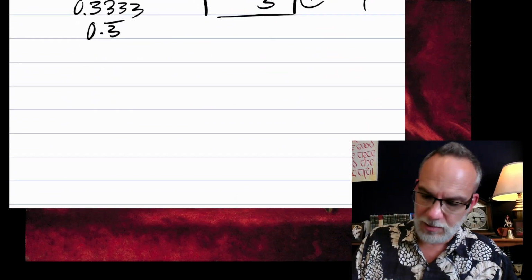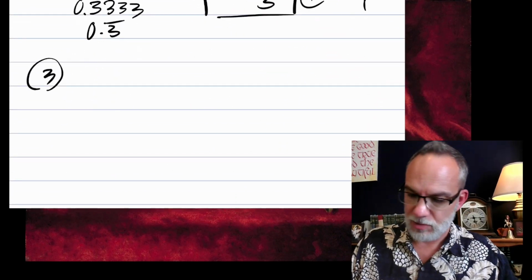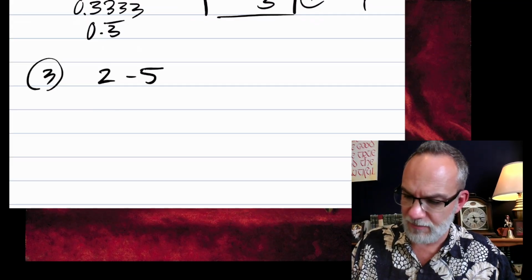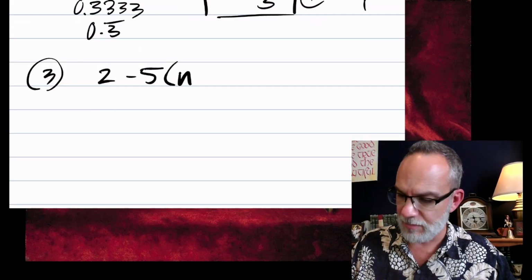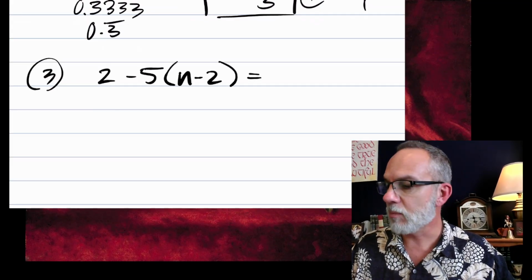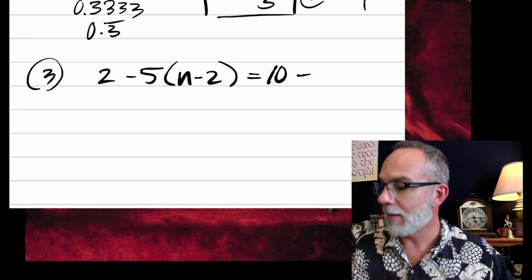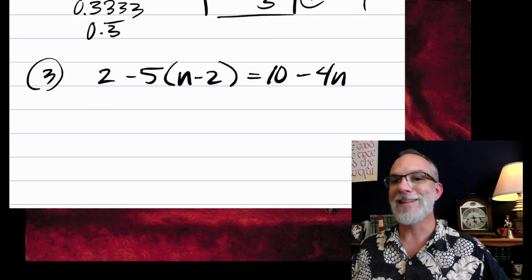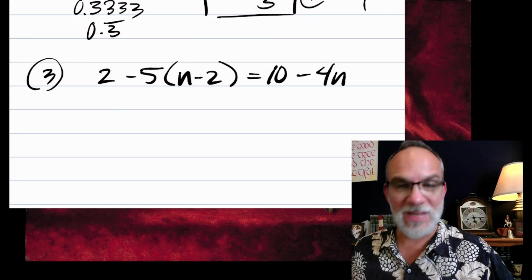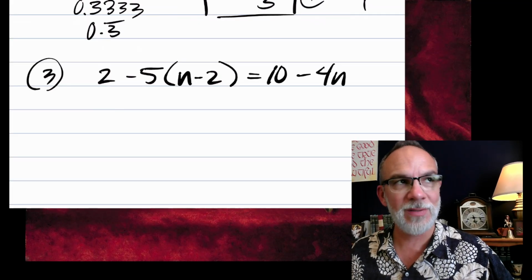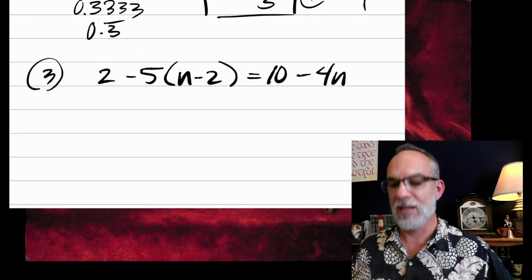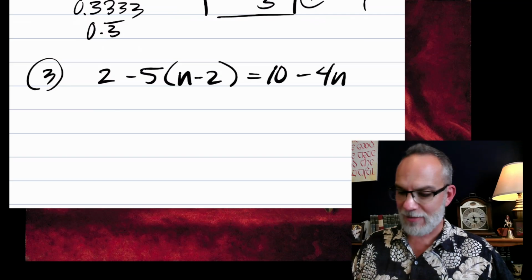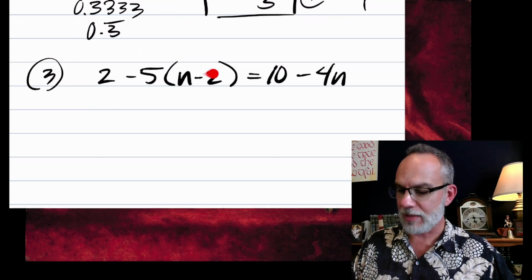Okay, one more. Number 3. 2 minus 5 and then parenthesis n minus 2 is equal to 10 minus 4n. Now, be careful, because one of the most outrageous and yet common algebra mistakes is to simply work the mathematics from left to right.